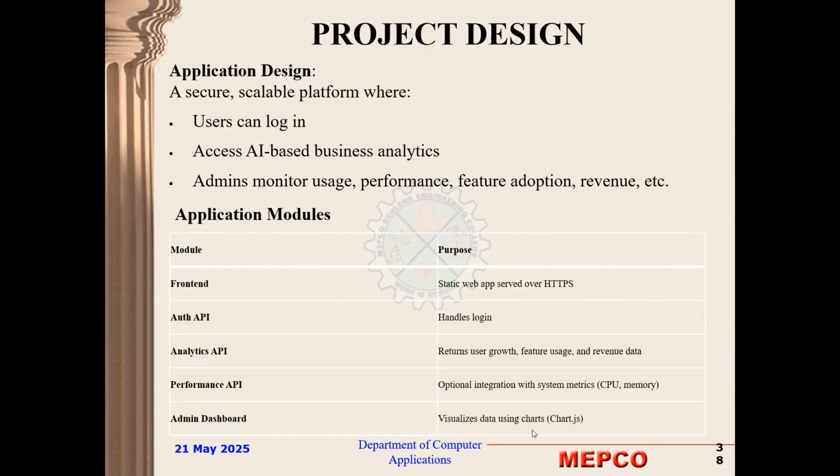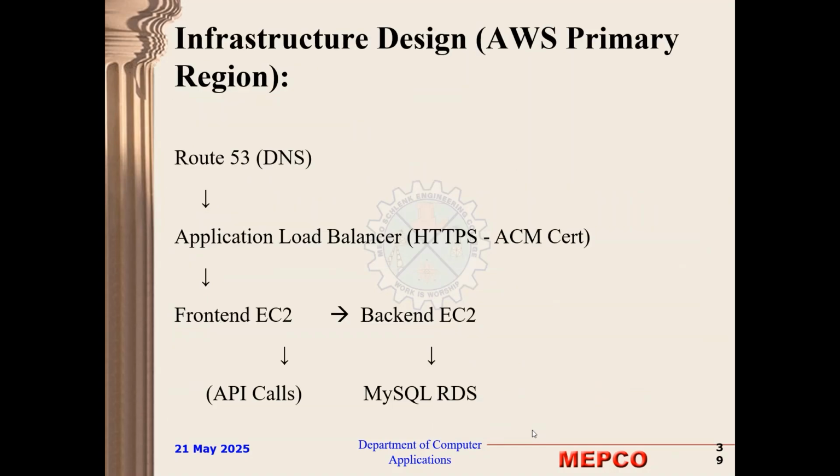This is the project design. It is a secure, scalable platform where the user can log in and access the AI-based business analytics. The admin can monitor usage, performance, feature adoption, revenue, etc. For the infrastructure design, Route 53 will handle the request and point to the application load balancer. It will handle both HTTP and HTTPS with the ACM certificate. Then it will go to the EC2, that is the login page. If the credentials are correct, it will go to the back-end EC2, that is the admin dashboard. Then it will point to MySQL and show the interactive graphs.